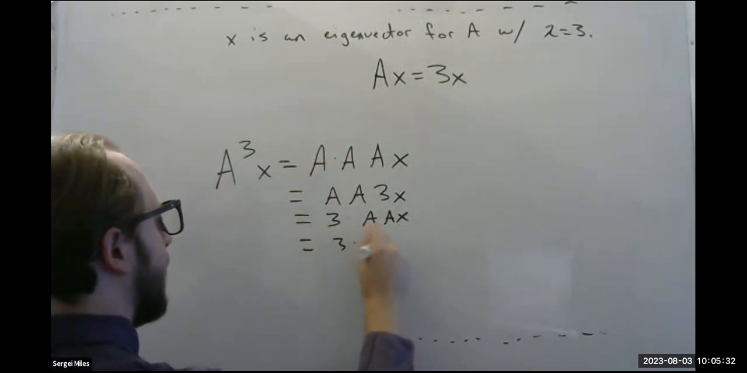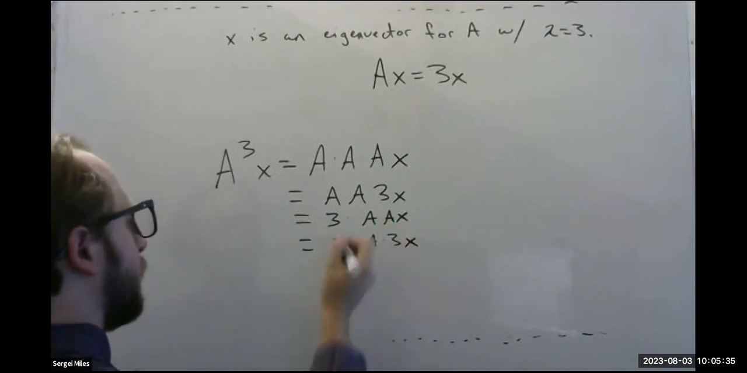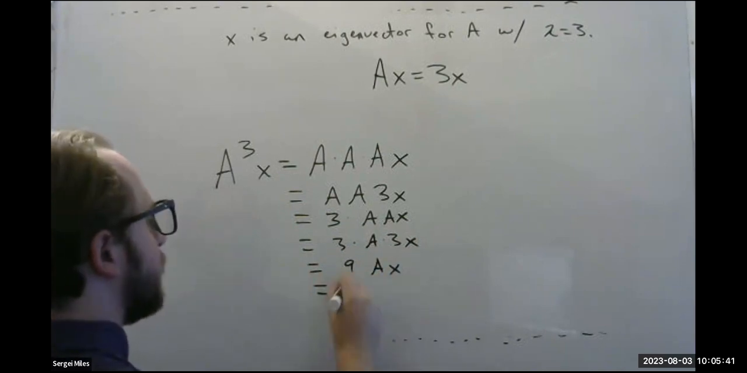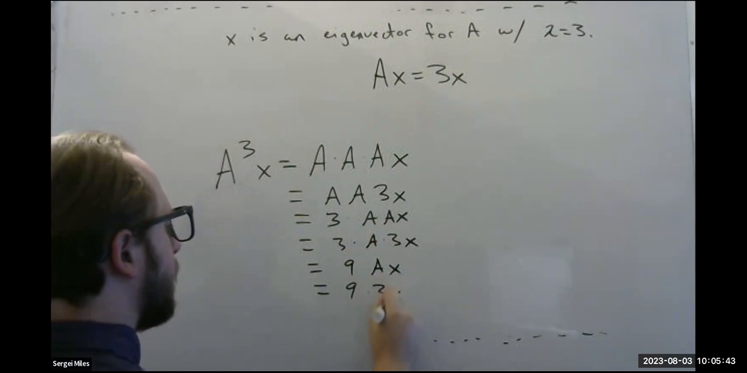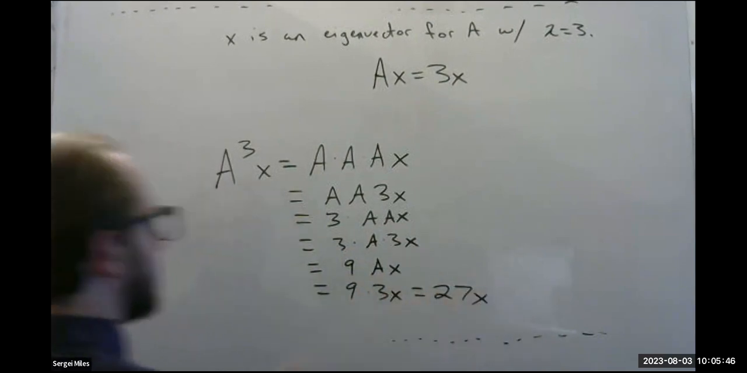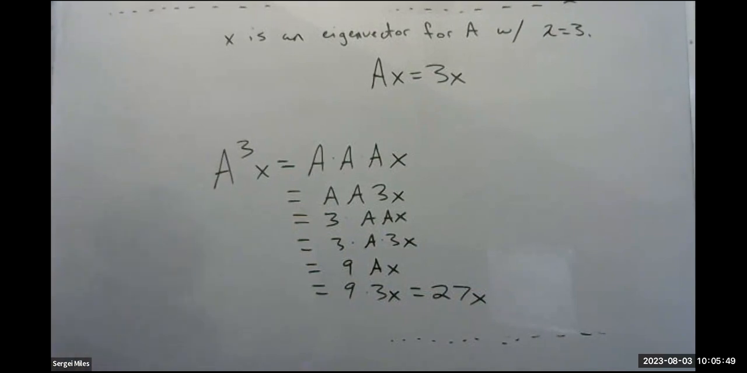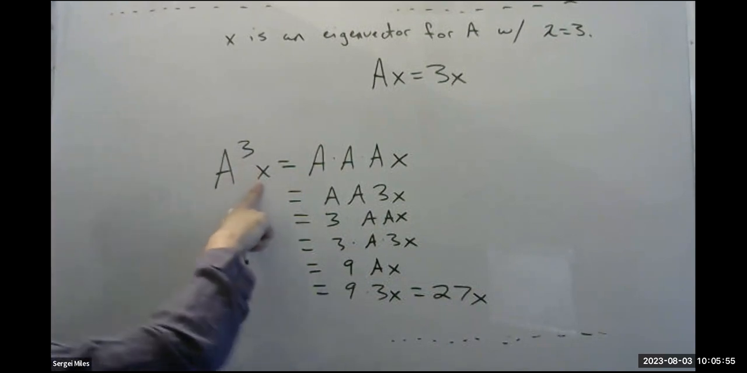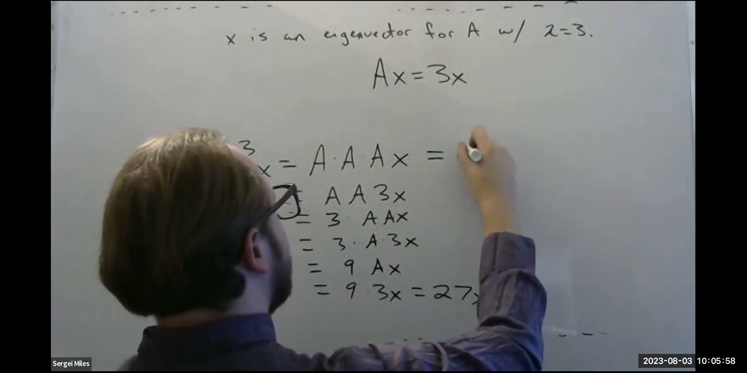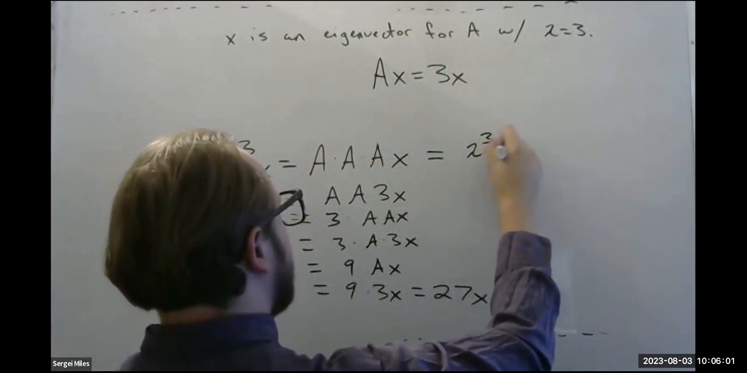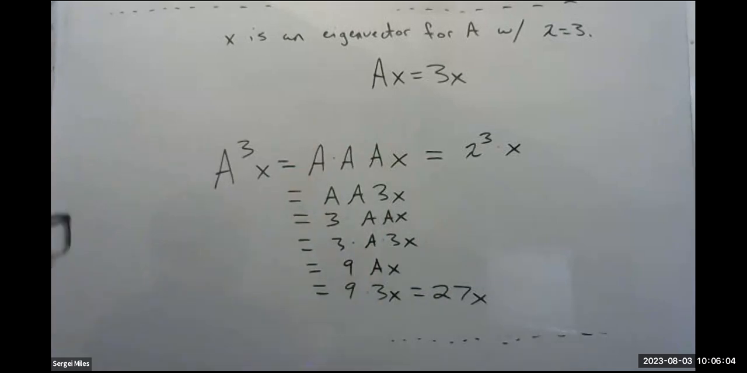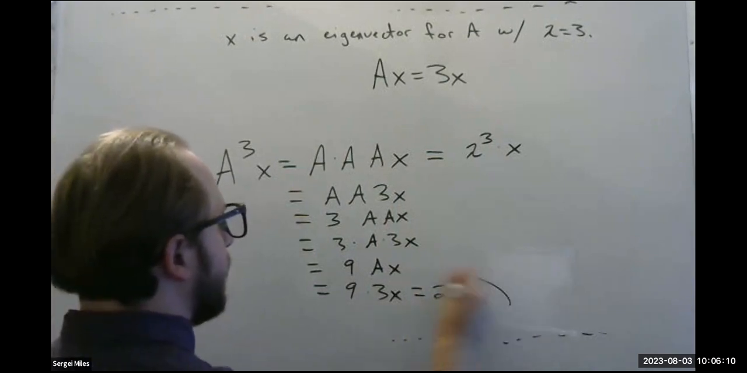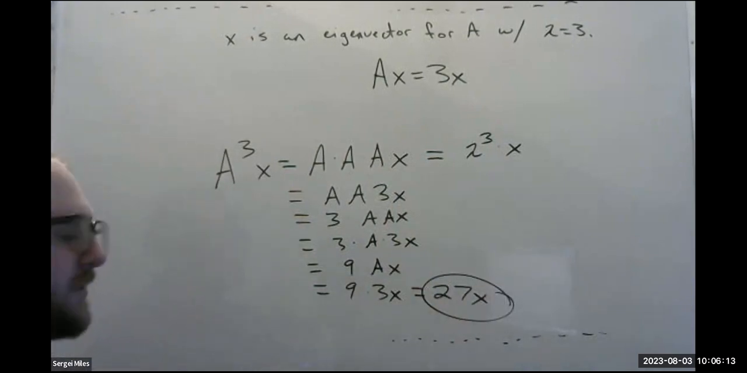So I have 3 times A times 3X. Pull the 3 out. Now I have 9AX. But again, AX is just 3X. And we get 27X as a final answer. In other words, if you have your matrix raised to a power times an eigenvector, this is actually going to be your eigenvalue raised to that power times X, which is exactly what we saw happen. 3 raised to the third power is 27. So our final answer for today is 27X.